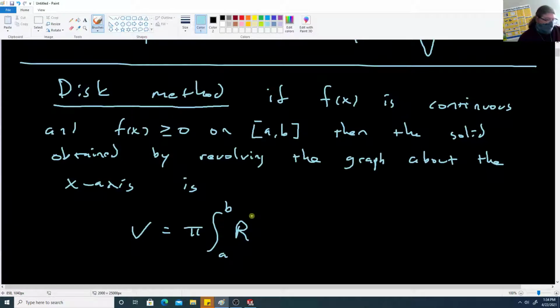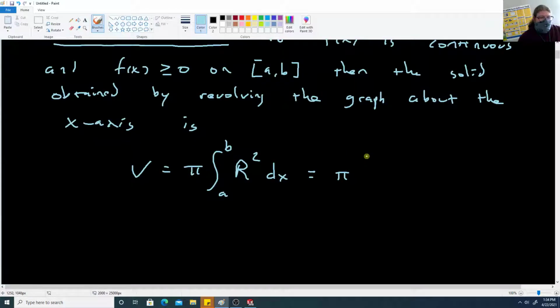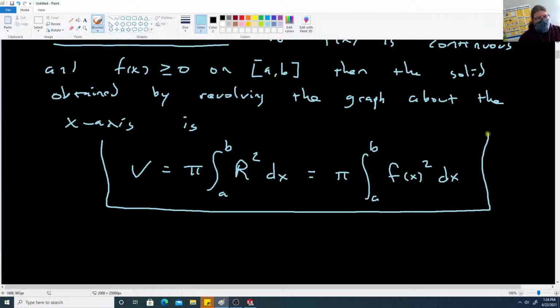the radius of the revolution squared dx. The radius of the revolution, so for each of these disks that we get by revolving the region, the radius will be set by the height of the function. So that will be pi times the integral from A to B of the function value squared dx. So this is the equation we're going to work with.